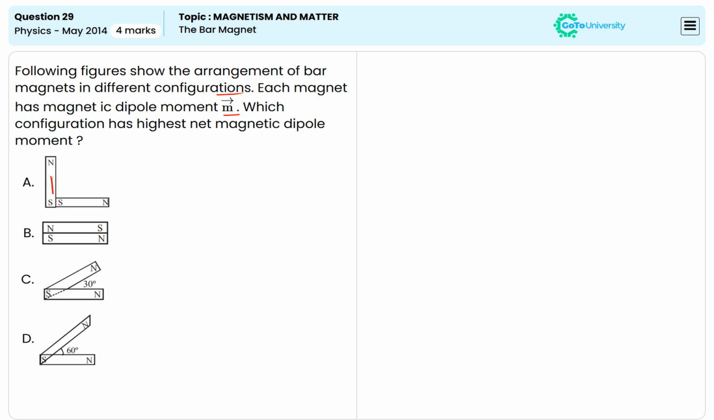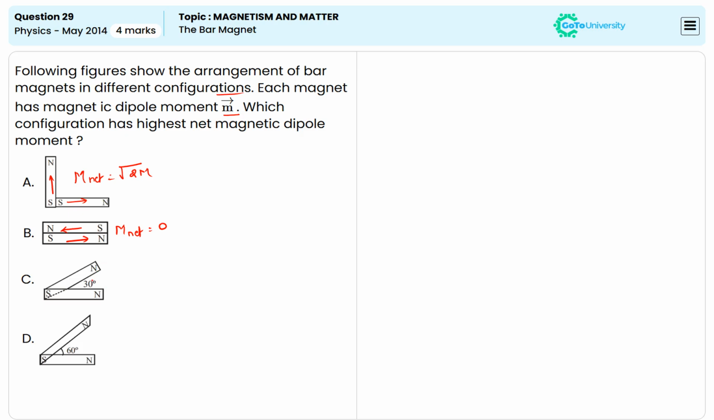the magnetic field will be moved from south to north here, and here also from south to north. Then the total net magnetic dipole, that is m net, is equal to root 2 times m. In the second option, it will be moved from south to north, and again from south to north. So here the net magnetic dipole, m net, is equal to 0.